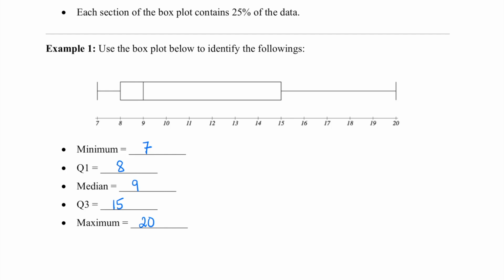Now let's interpret what we see. The data ranges from 7 to 20. The middle half of the data falls between 8 and 15. Half of the observations are below 9, and the other half are above 9. Notice that the right side of the box is much longer than the left side. That tells us the data between the median and Q3 is more spread out. Remember, that does not mean there are more observations there. It simply means those observations are farther apart.